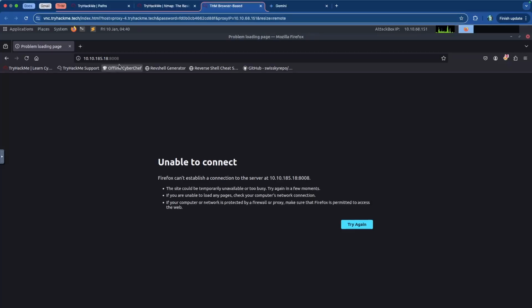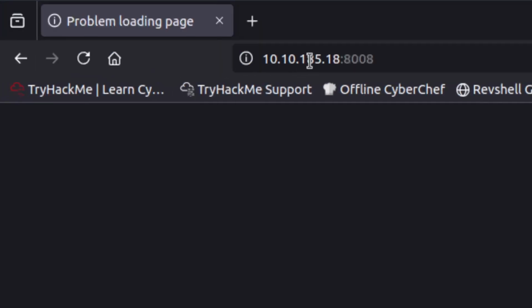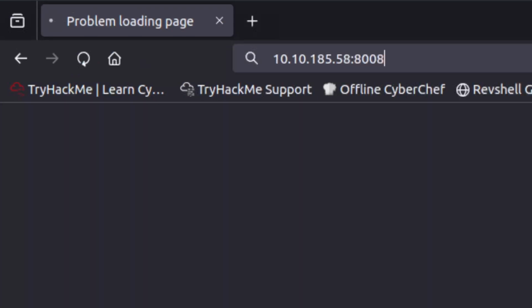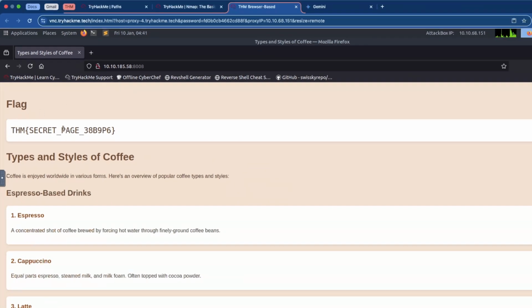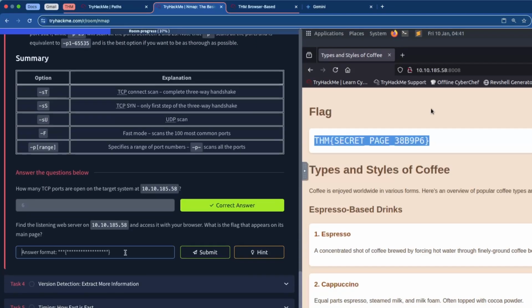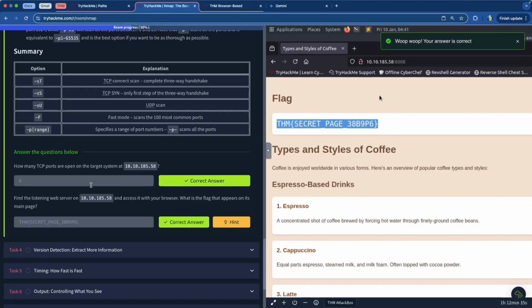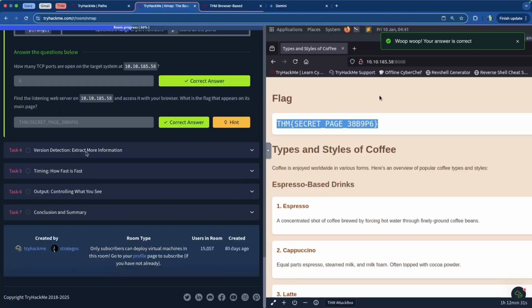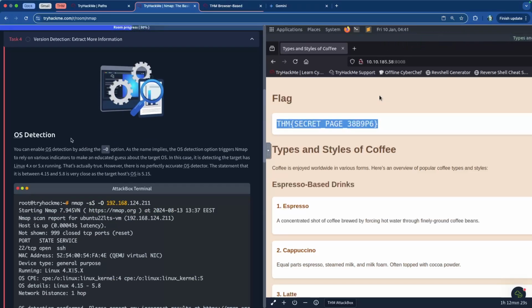And now it says unable to connect. So that is interesting. Let's see if we can fix this. Oh, that's my bad. It's not 185.18, it's 185.58. That's what it is. And there we go. Okay, cool. There's the flag. I knew I was doing it right. I don't know why it wasn't working, and it was because I mistyped the IP address. Cool beans. There we go. We got it. Now we can move on to version detection.